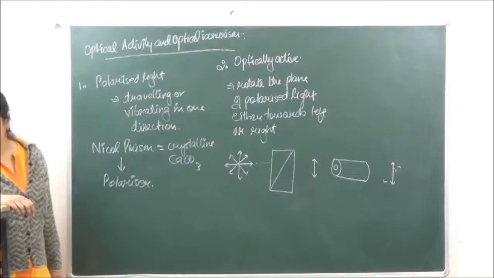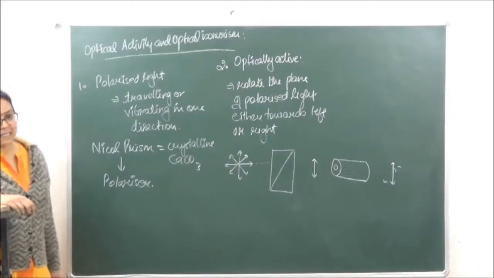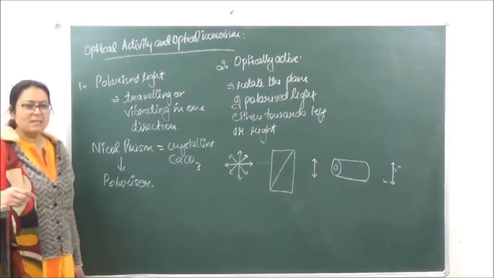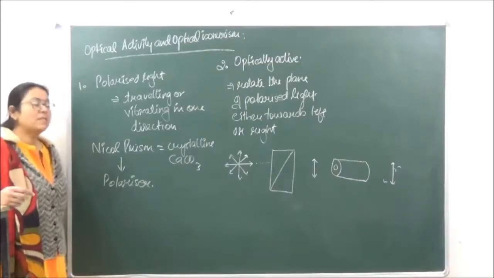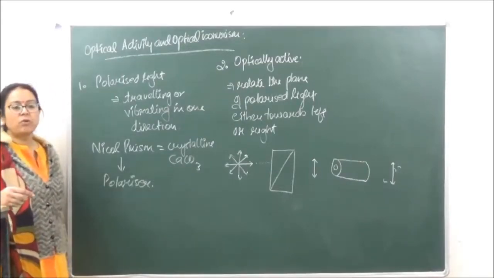An example which we can take inside our bodies is lactic acid. Lactic acid is present where? It is present in the muscles. So lactic acid is optically active. That means it has a tendency to rotate the plane of polarized light.